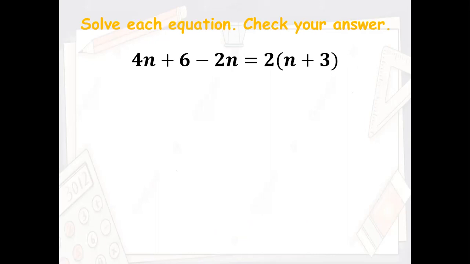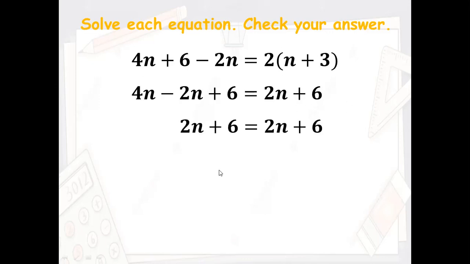Now I'm not going to explain in detail how to solve these equations. By now we know how to solve. All you need to do is arrange these and then solve the parentheses. So once you arrange, you will get 4n minus 2n plus 6. 2 multiply n is 2n. 2 multiply 3 will give you 6. So 4n minus 2n will give you 2n plus 6 equals 2n plus 6.